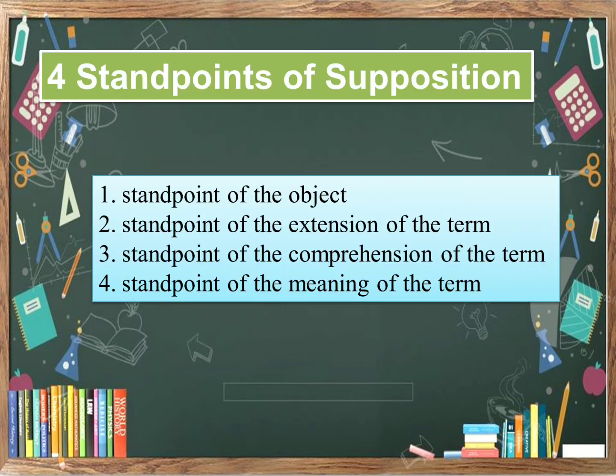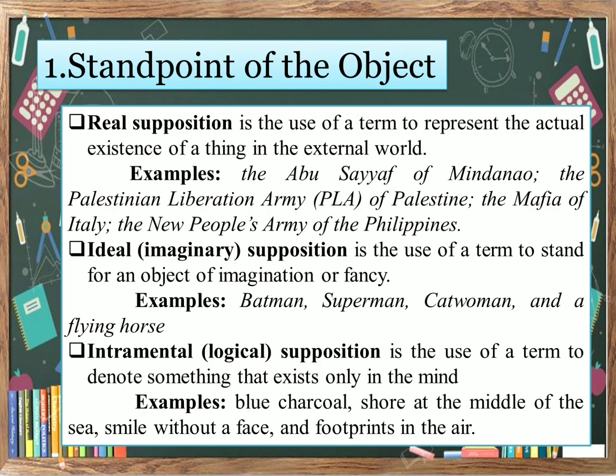Logicians divide supposition into four standpoints, namely, from the standpoint of the object, from the standpoint of the extension of the term, from the standpoint of the comprehension of the term, and from the standpoint of the meaning of the term. From the standpoint of the object, supposition is further divided into real, ideal or imaginary, and instrumental or logical.